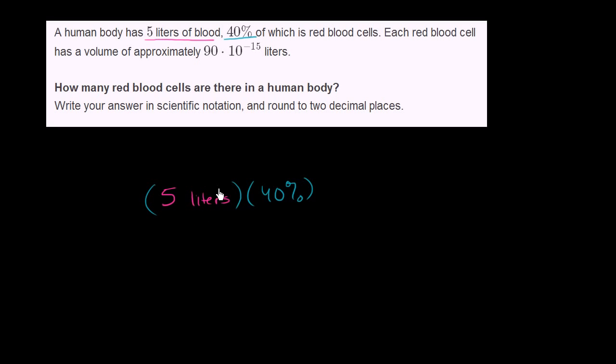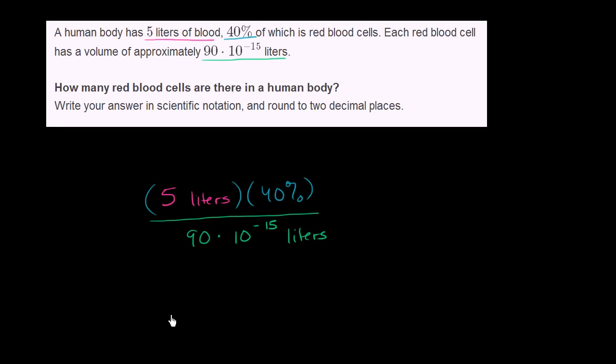Now, this is a total volume of red blood cells, and if we divide by the volume of each red blood cell, then we're going to get the number of red blood cells. So let's do that. Let's divide by the volume of each red blood cell. So the volume of each red blood cell is 90 times 10 to the negative 15 liters. So let's see if we can simplify it.